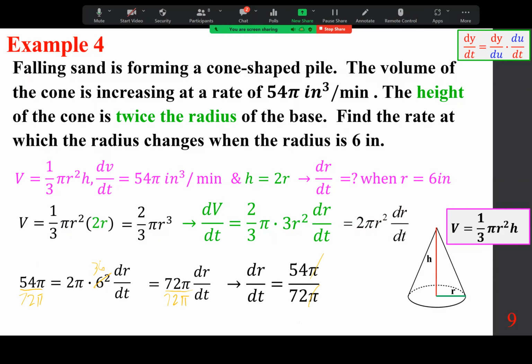Obviously, the pi's go away, and 54 and 72 simplify to 3/4 of an inch per minute. So when the volume is increasing at that rate, the radius is increasing at the rate of 3/4 of an inch per minute at the precise moment when the radius is 6 inches.